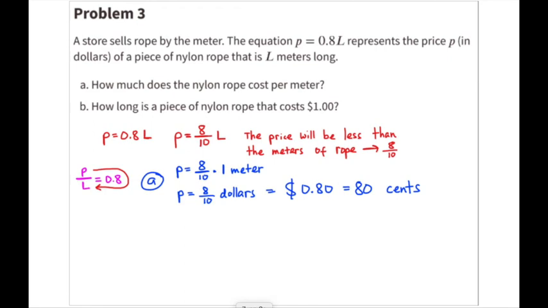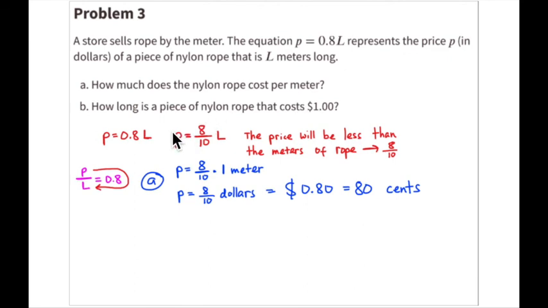Okay, this is problem number 3. You have a length of rope and a cost for that length of rope. The price is going to be labeled as P, and the length of rope in meters is going to be labeled as L. The price is in dollars, and L is in meters. These two questions are the two different equations that you can write from this relationship.